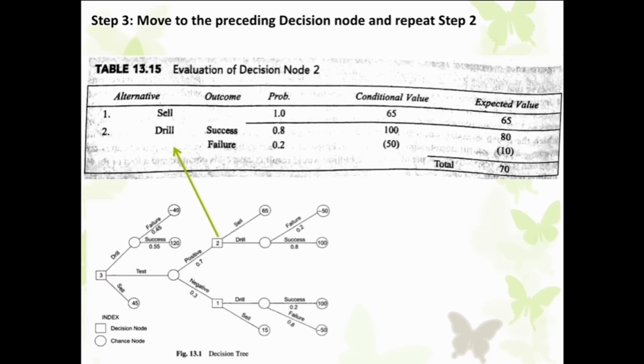This is when the test results turn out positive. The first option, selling the land, will give a profit of 65 million. But if we go for drilling, we are going to get a profit of 70 million, which is more than what we get by selling the land. So our preferable choice should be to drill if the test result turns out positive.